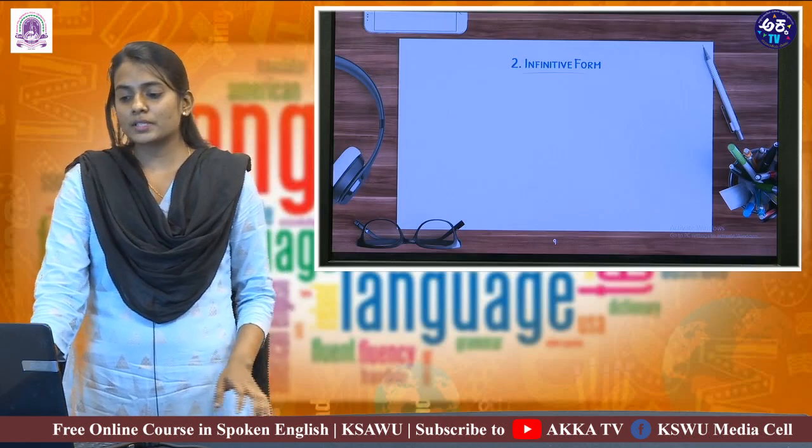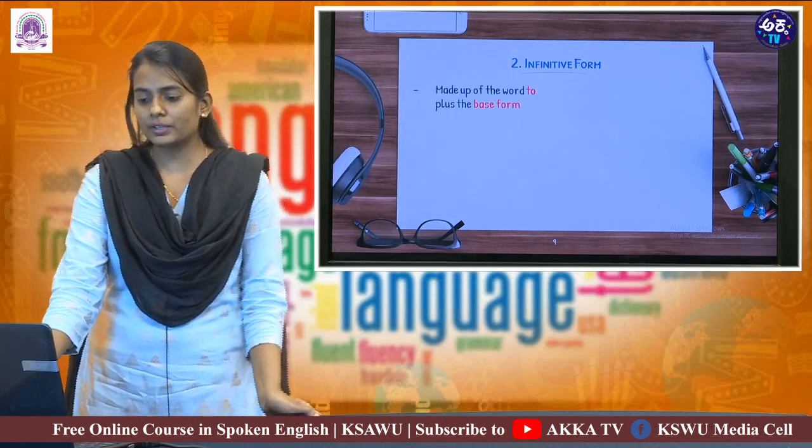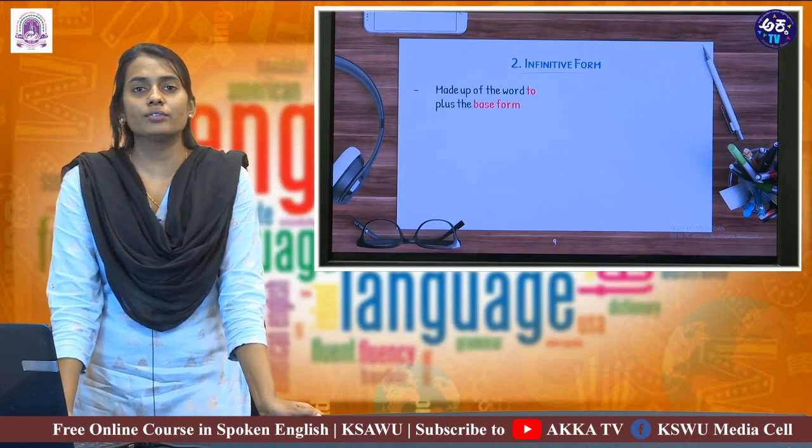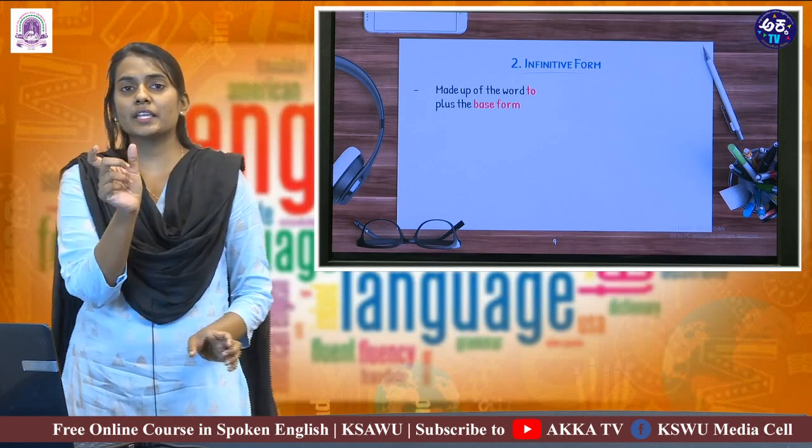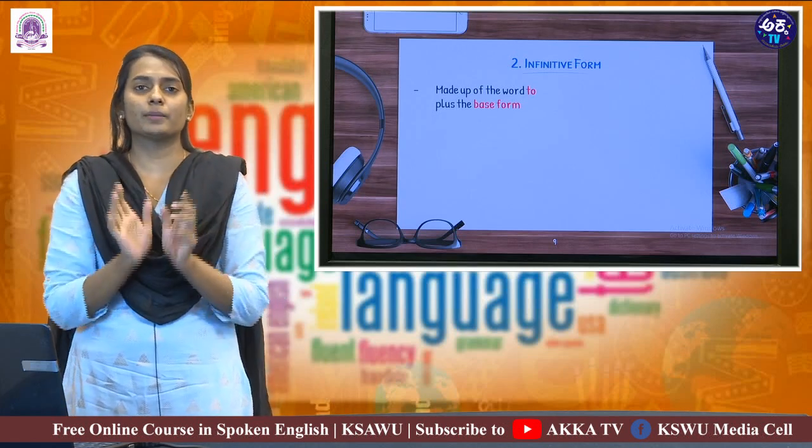So the next form is infinitive form. So what happens in the infinitive form? In the infinitive form, they add to to the base form.